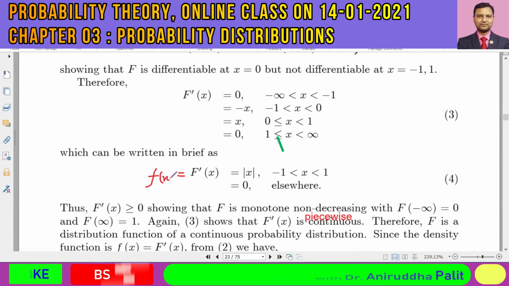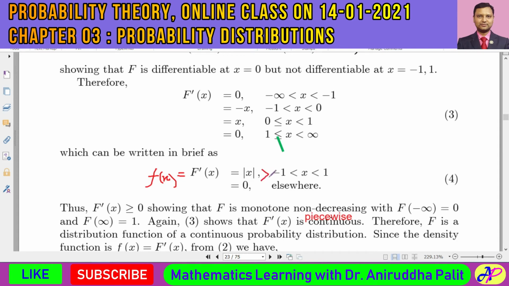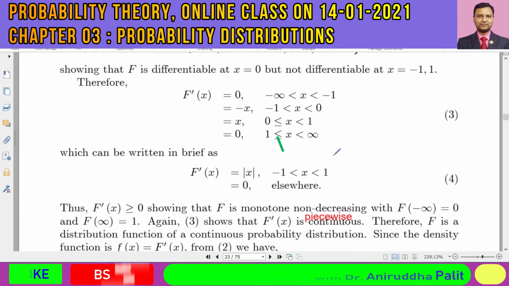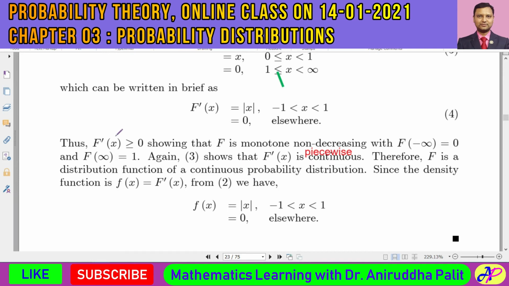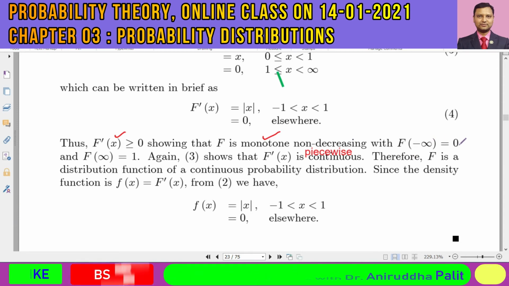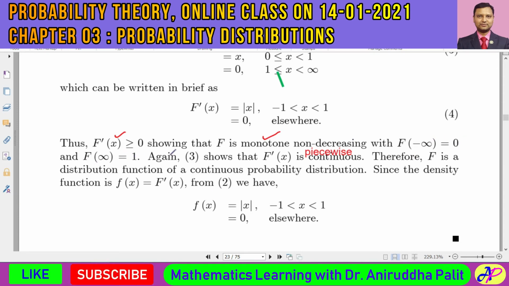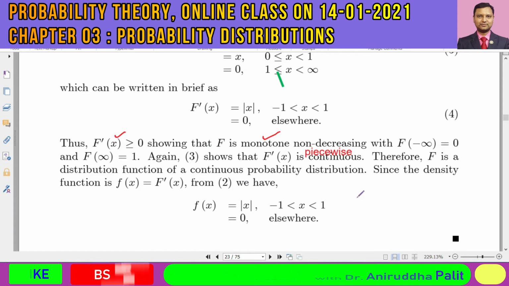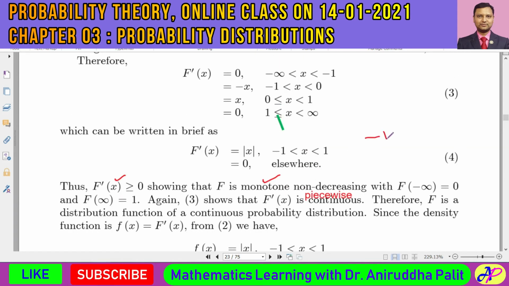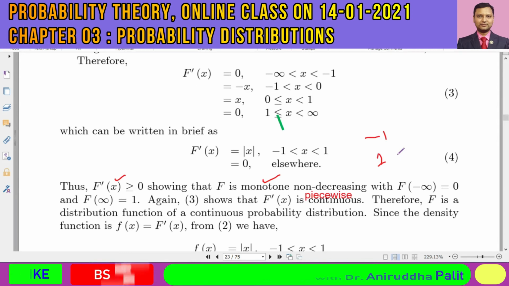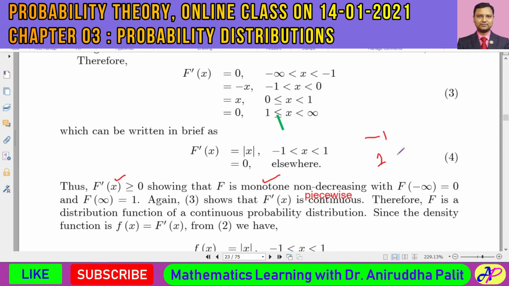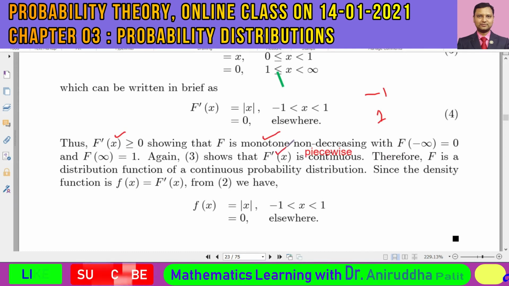Okay, so what we observe, f of x is greater than or equal to 0, since modulus of x is greater than or equal to 0. We observe that the function f dash is greater than or equal to 0 and therefore f is a monotone non-decreasing function. F of minus infinity is equal to 0 and f of plus infinity is equal to 1, and otherwise the function is continuous and the derivative is piecewise continuous. Why? Because the function is not differentiable at x is equal to minus 1 and at x is equal to plus 1. At these 2 points the derivative does not exist, and so we can say that the function f dash is a piecewise continuous function.